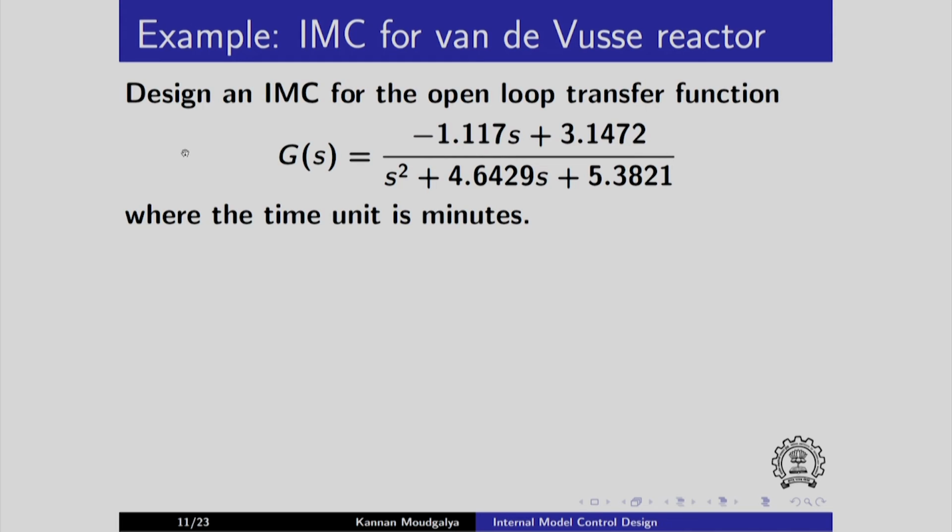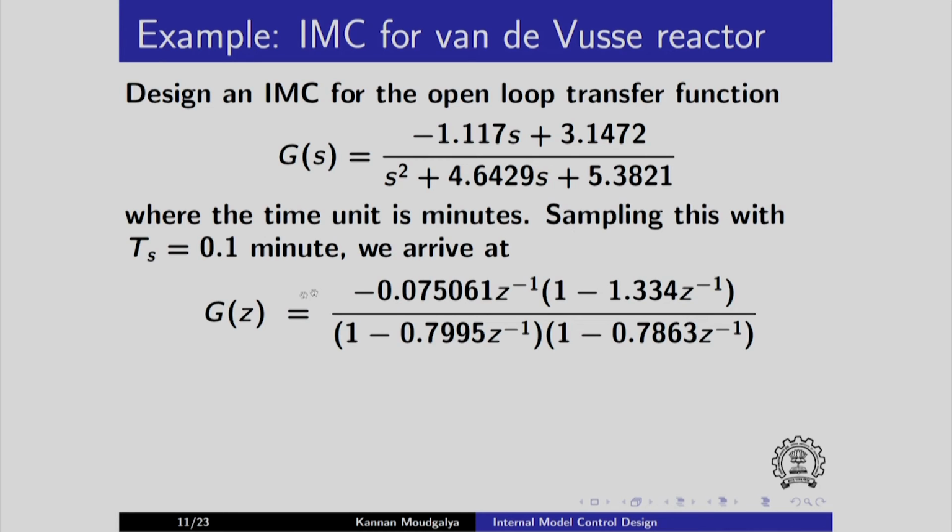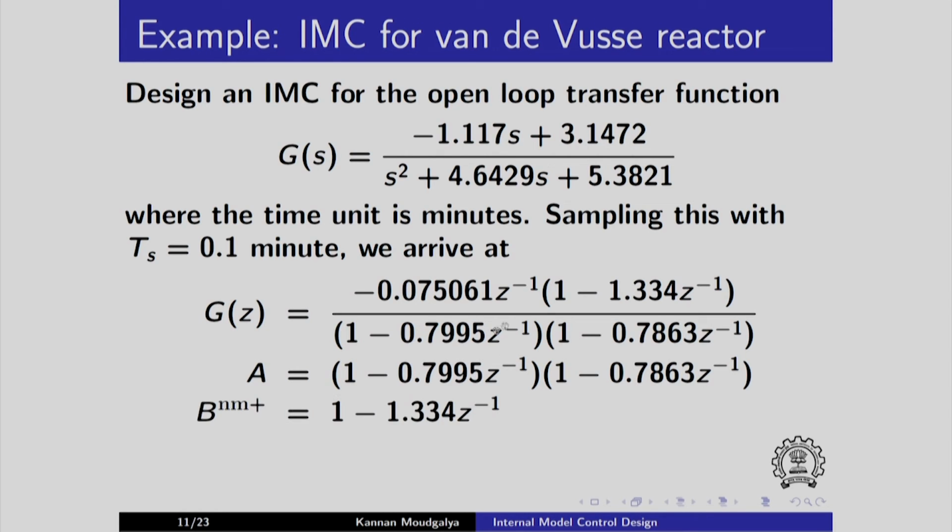The transfer function for this is given here, where the time unit is minutes. We will sample this with Ts equals 0.1 minute. We arrive at this discrete time transfer function, and A is the denominator and B is the numerator. You can see that this factor has a zero outside the unit circle, so it is non-minimum phase.